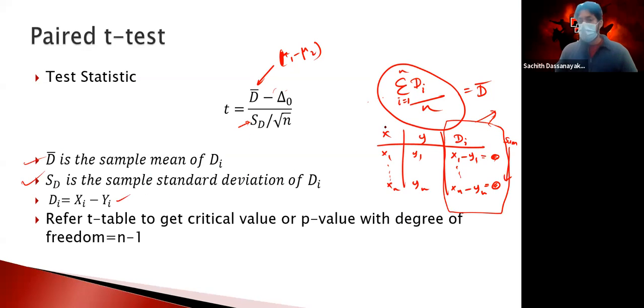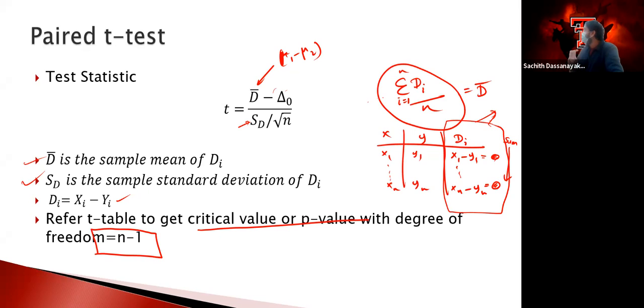Di means their difference, the pair difference. You have to use the t table because most of the time we are dealing with a very small number of samples, so you have to stick with the t table. You can use the critical value or p-value approach. This time the degree of freedom is n minus 1, same as the general t-test.